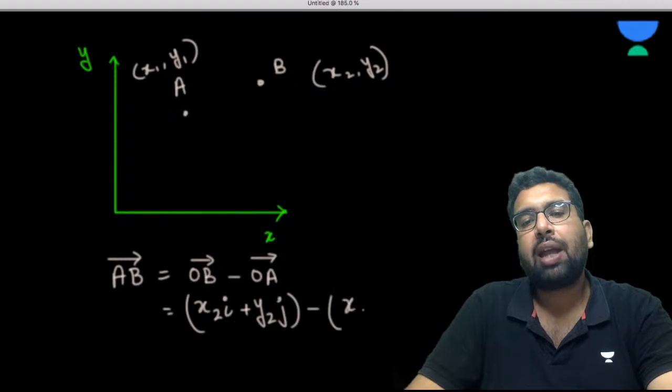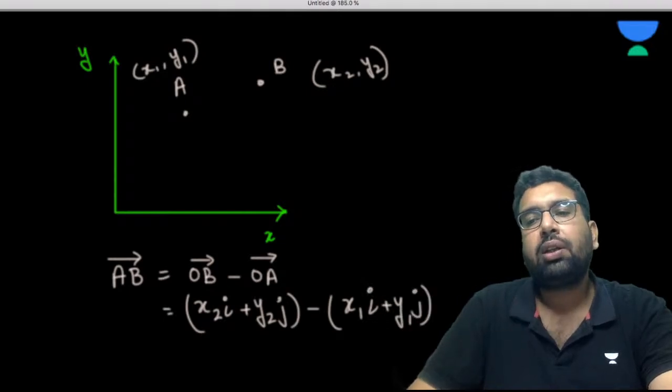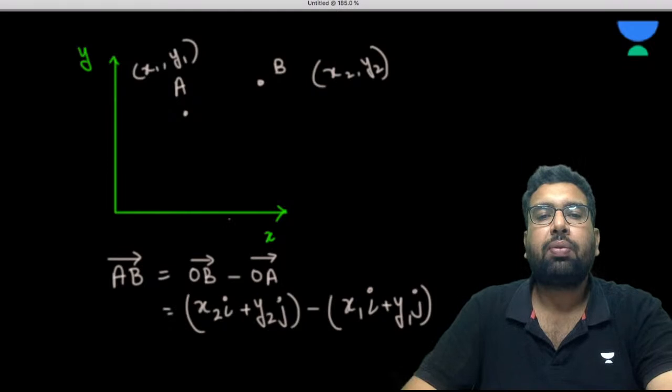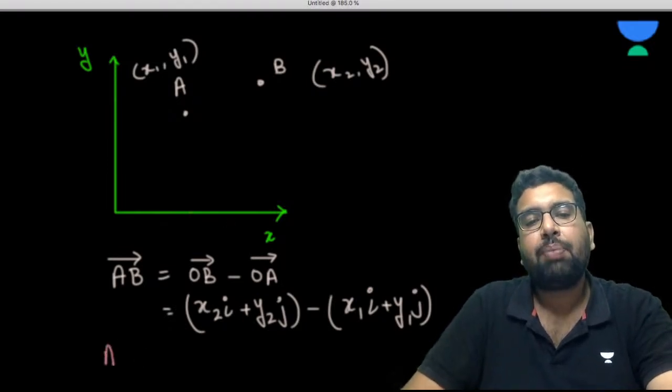So it is going to be x1 i plus y1 j. Now what is this position vector going to become? Can you write the AB vector, sir?